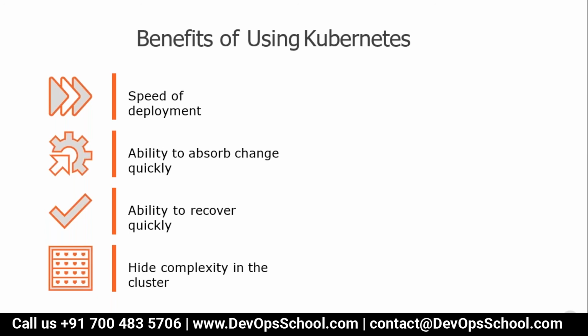Third benefit is ability to recover quickly. Recover means something goes wrong in all the servers, some bad code, bad testing has happened, some functionality has been broken. I want to roll back quickly within a second. I said second, not minutes, not hours. Can we do that? Kubernetes can help you here. At the same time, all the complexity which is hidden in the cluster is not bothering you. You don't have to do anything as such. Everything is hidden. So these are some of the benefits of Kubernetes.